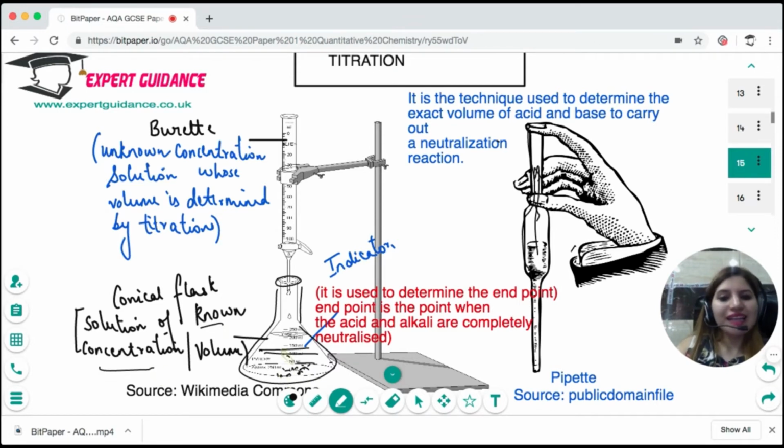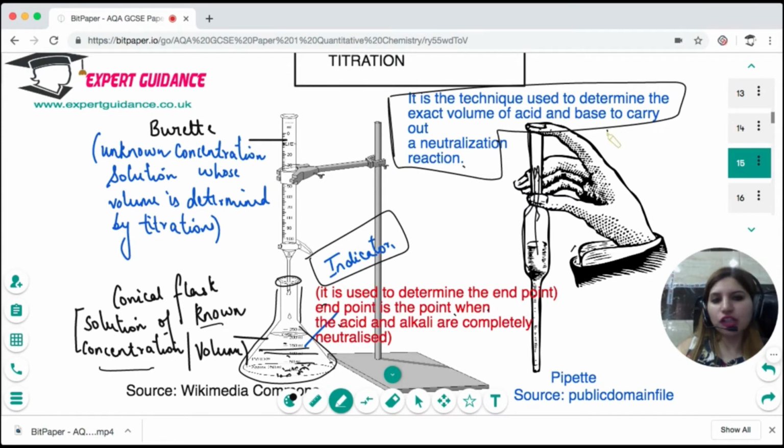Okay, then into the conical flask you add an indicator. Indicator is used to determine the endpoint. Endpoint is when acid and alkali have completely reacted. Titration is a technique which is used to determine the exact volume of the acid and the base to carry out a neutralization reaction. In a burette, you fill that solution for which you do not know the concentration. So you find out the volume that is completely neutralizing the conical flask contents with the help of the burette.